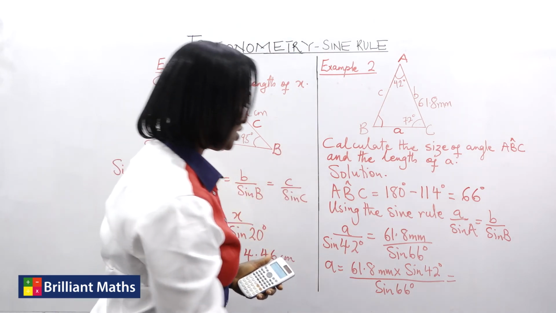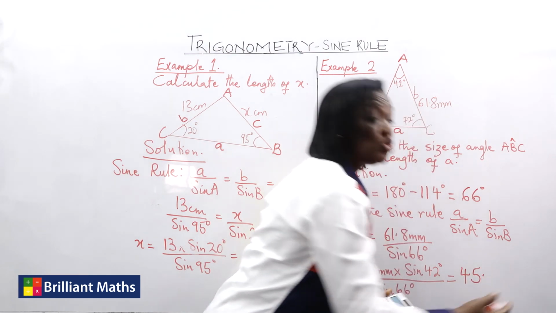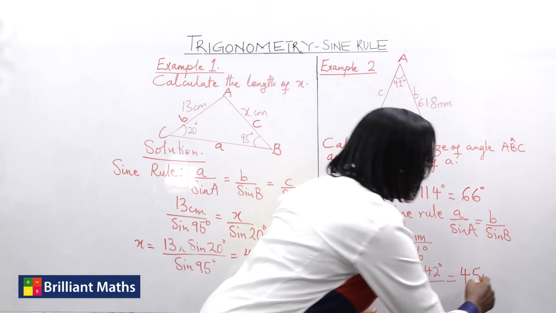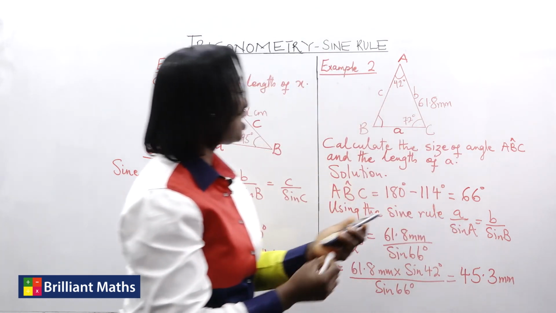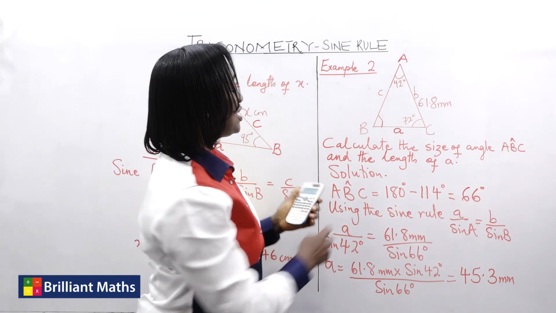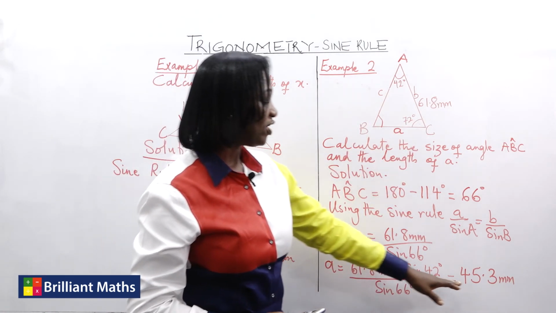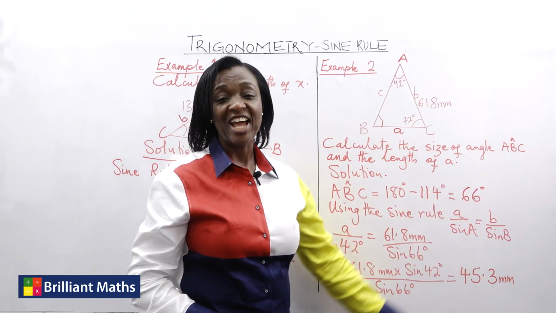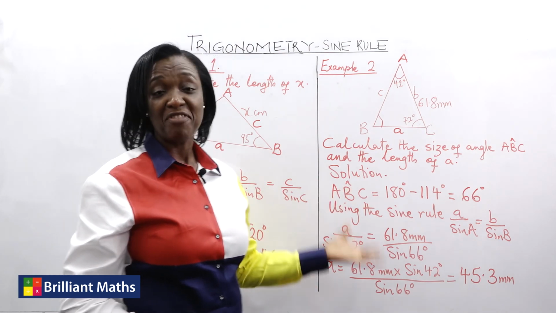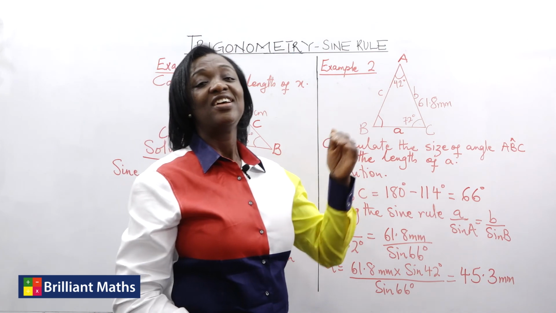And that is equal to 45.27 millimeters. So approximately 45.3 millimeters. So that tells us that the line BC is equal to 45.3 millimeters. So take your time to work it out. It's actually very easy. All you need to do is work step by step.